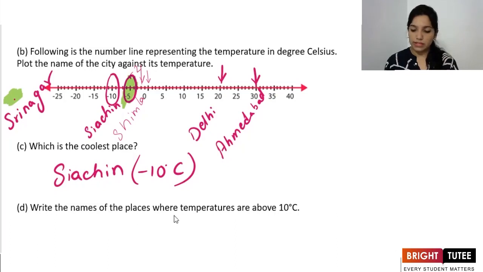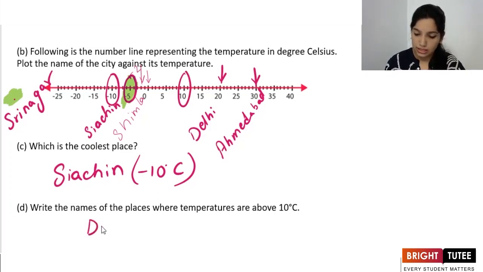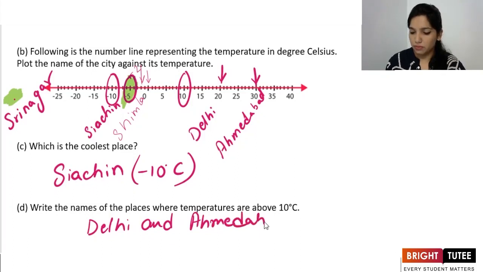Write the names of the places where the temperature is above 10 degrees Celsius. So we have this number line in front of us. You can see here this is 10 degrees Celsius, and what places do you see which have a temperature above it? It is Delhi and Ahmedabad. These two places have a temperature of more than 10 degrees Celsius.